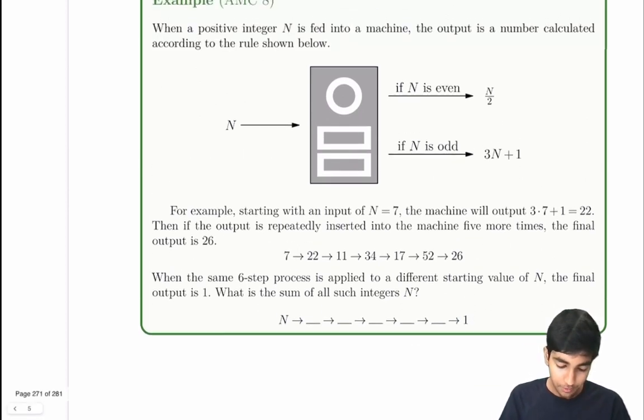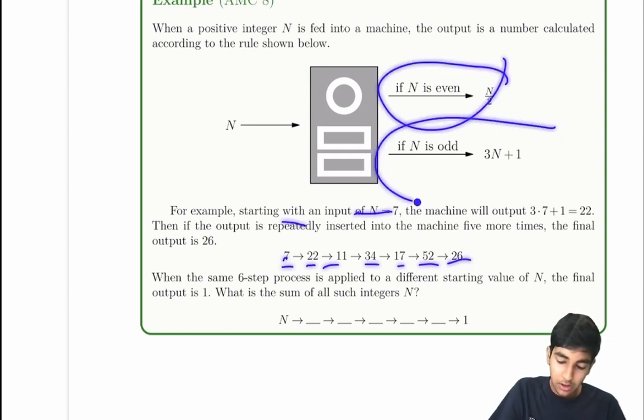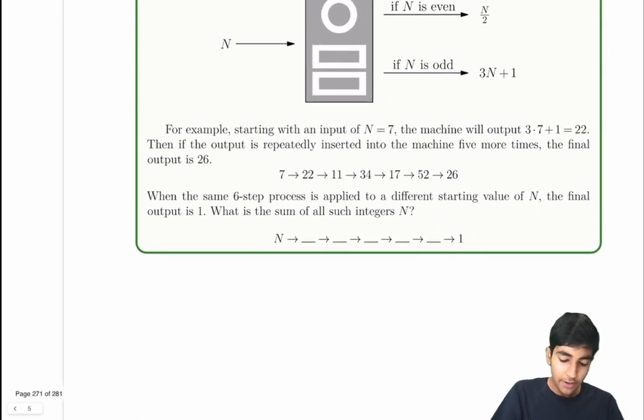Okay, so basically, for example, we're starting with 7, we get 7, then 22, then 11, then 34, then 17, then 52, then 26. Right? We're just following these rules. When the same 6-step process is applied to a different starting value of n, the final output is 1. Find the sum of all such integers n.